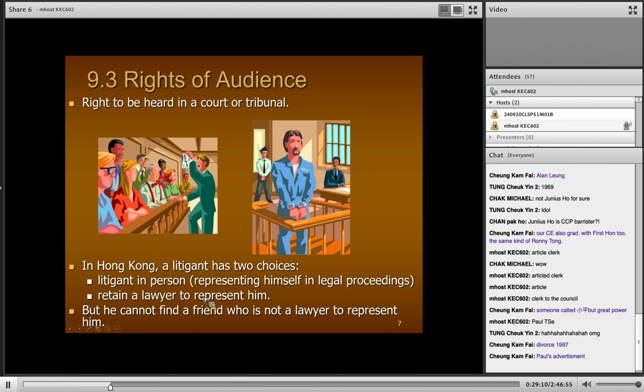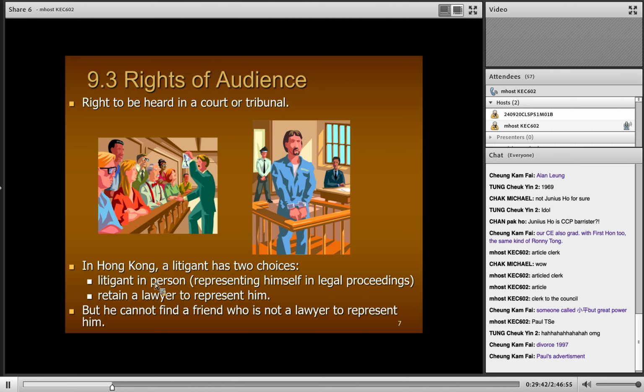Can you still recall the case of Yun Sek On? Mr. Yun, he was in person. In person means that he is not represented by any lawyer. Right? He just represents himself in legal proceedings. It's called litigant in person. So if you visit the website of the judiciary, you'll find a column called Resource Center for Litigants in Person. Because nowadays in Hong Kong, we have more and more litigants in person.